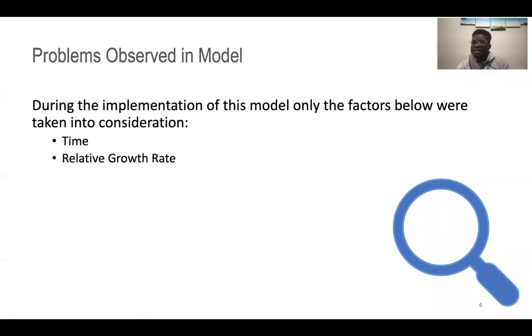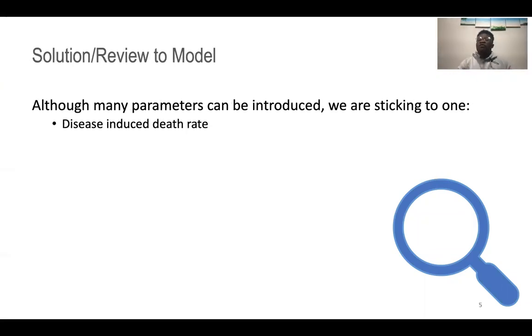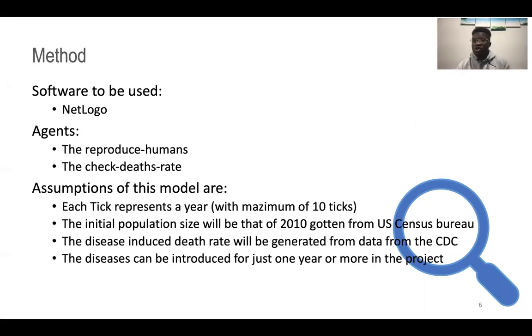However, when he implemented his model, he only put into consideration time and relative growth rate. He did not put into consideration the famine, diseases, and all. So for our solution to this model, let us introduce a parameter, for instance, disease-induced death rate. However, we could go more, but because of our time constraint and the time it would take to implement this, we stuck to this. What method did we choose to use?